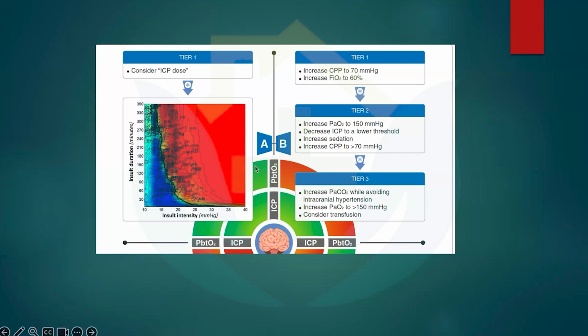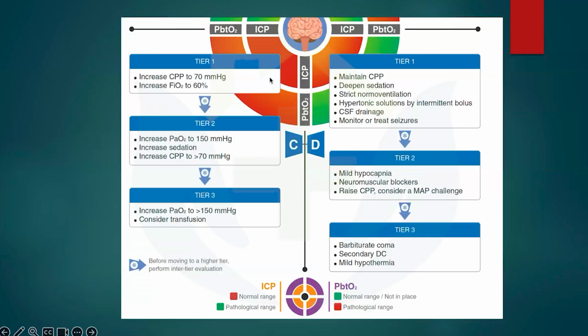Class A is both PbO2 more than 50 and ICP less than 22. Class C is having both bad, PbO2 less than 50 and ICP elevated, more than 22. And Class D is having ICP which is elevated but PbO2, or oxygenation, is bad.